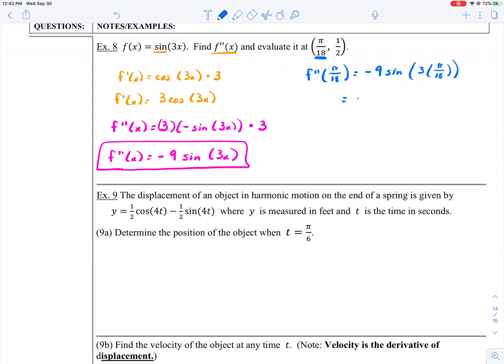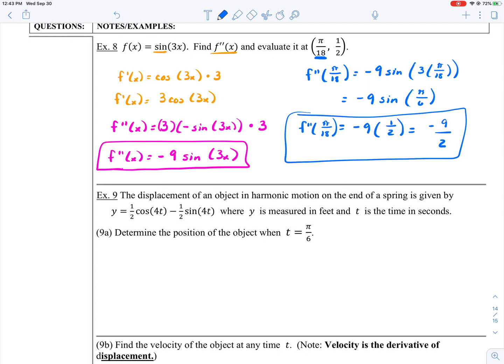And then I'm going to have to apply my knowledge of trig. So this is going to be sine 3 pi over 18, which is the same as pi over 6. Well, that is an angle that I should know the answer to, right? Sine of pi over 6 is 1/2. Pi over 6 is going to be your 30-degree angle in quadrant 1. That 30-degree angle, the sine of that is 1/2. So we're going to do negative 9 times positive 1/2, which of course gives me negative 9/2. So that is your f double prime of pi over 18.